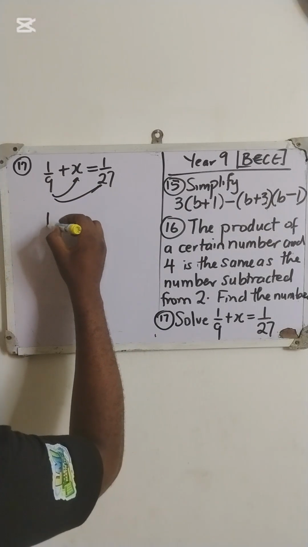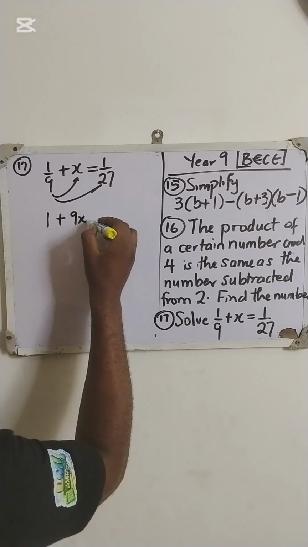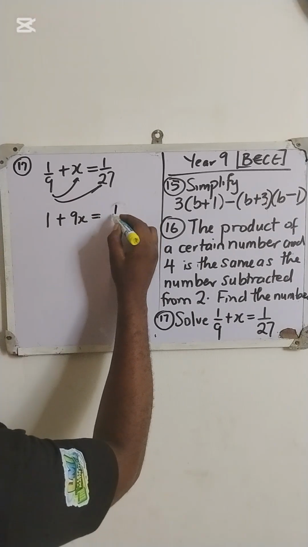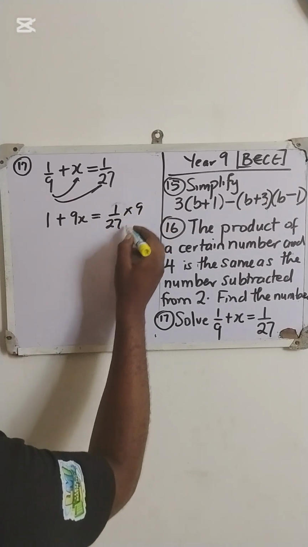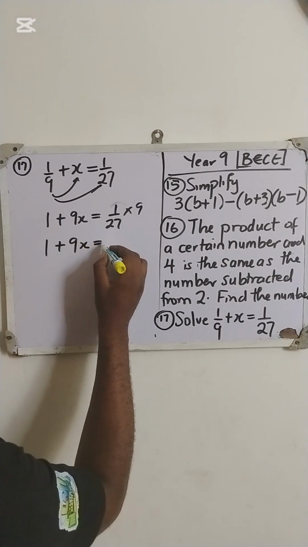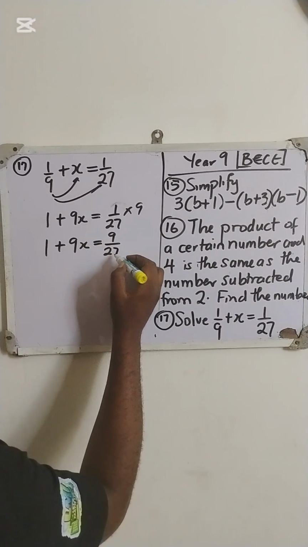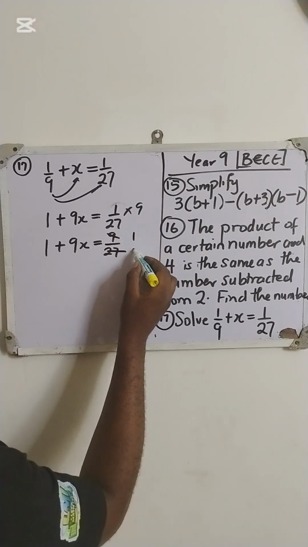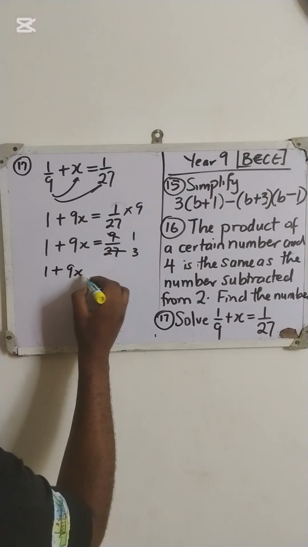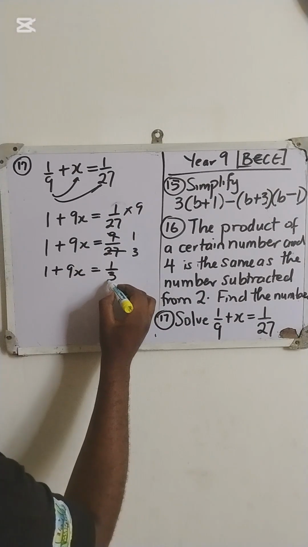So this becomes 1 plus 9x equals 9. Okay, let me write it properly: 1 over 27 times 9. So this is 1 plus 9x equals 9 over 27. This is 9 here, 1; 9 here, 3. Okay, so we have 1 plus 9x equals 1 over 3.